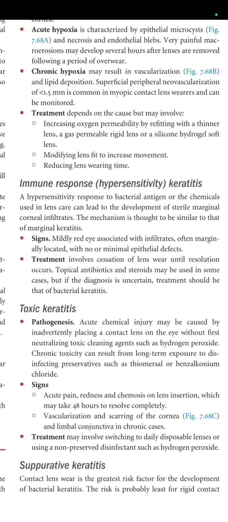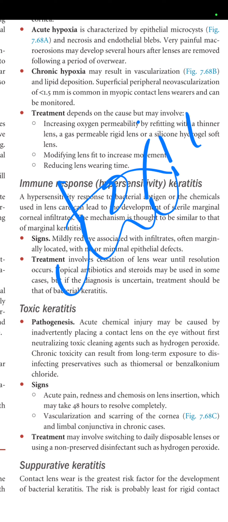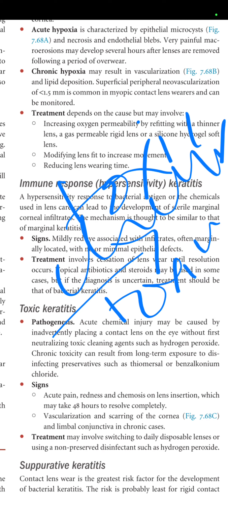Toxic keratitis. Acute chemical injury can be caused by inadvertently placing a contact lens on the eye without first neutralizing toxic cleaning agents such as hydrogen peroxide. Chronic toxicity can result from long-term exposure to disinfecting preservatives such as thiomersal and benzalkonium chloride. So basically toxic keratitis is due to a chemical injury because of certain toxins that are used in contact lens care, such as hydrogen peroxide, thiomersal, and benzalkonium.